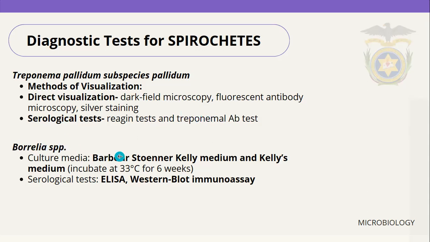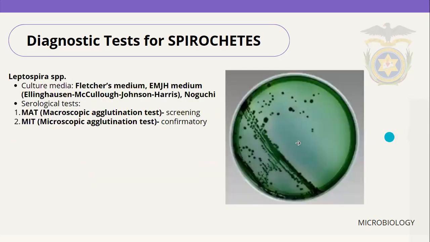Next, we have our Borrelia species, and the Borrelia species normally grows in a culture media called the Barbour-Stoenner-Kelly medium, or Kelly's medium, that is incubated at 33 degrees Celsius for 6 weeks. And also we use serological tests like ELISA and Western blot immunoassay.